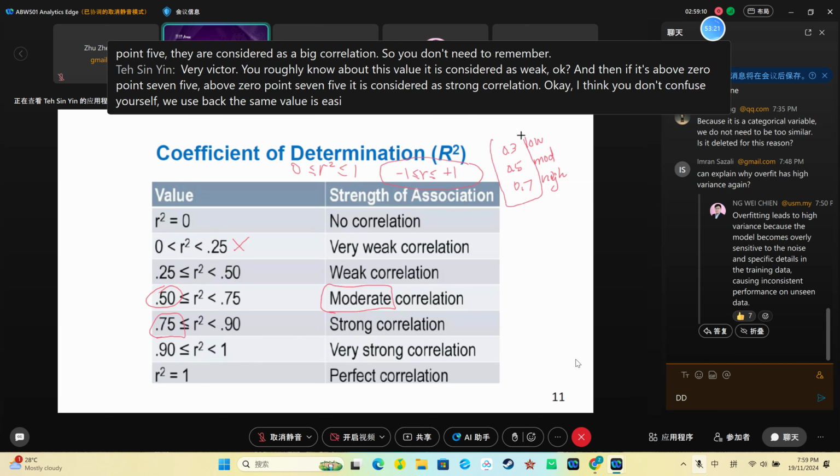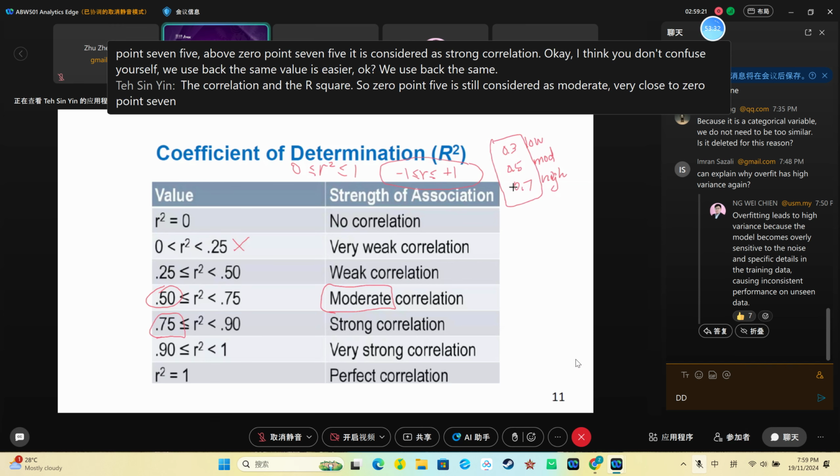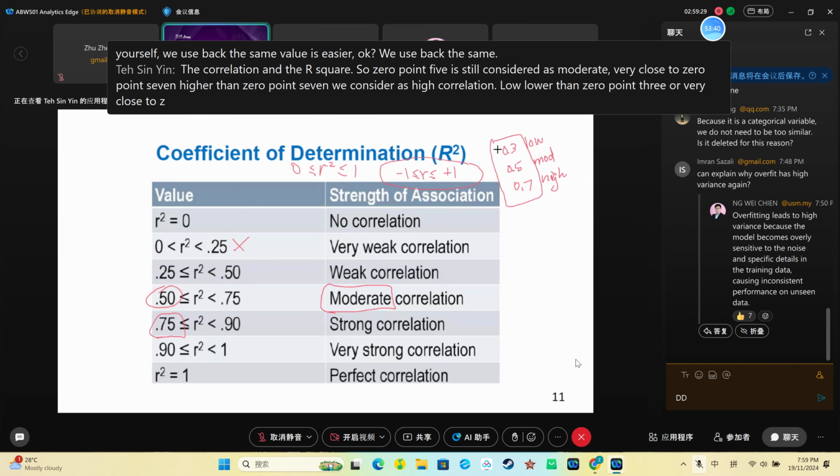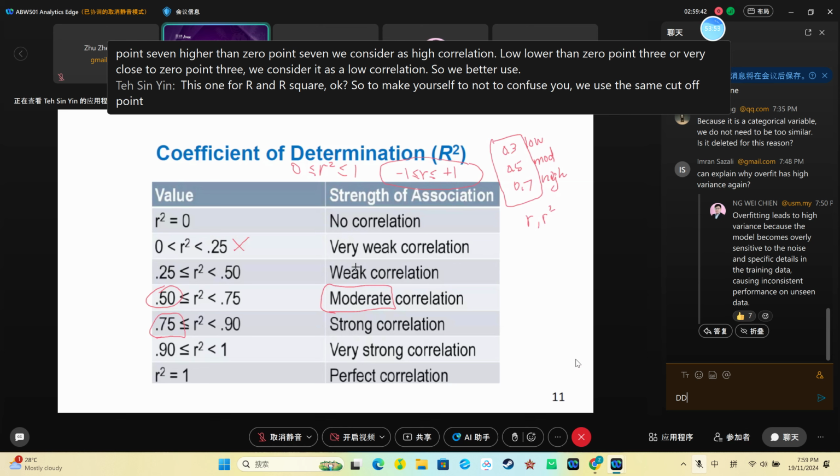It's easier. We use back the same value for the correlation and the R square. So 0.5 is still considered as moderate. Very close to 0.7, higher than 0.7, we consider as high correlation. Lower than 0.3 or very close to 0.3, we consider it as a low correlation. So we better use this one for R and R square. To make sure you don't get confused, we use the same cutoff point. All right, this other one they separate into very detailed, very small differences between them.